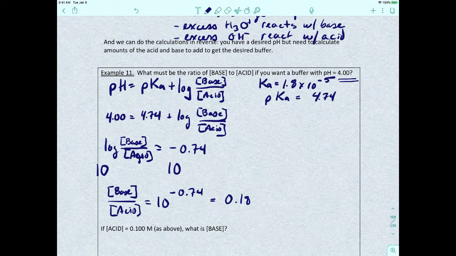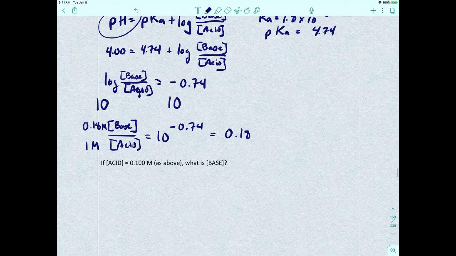So what this means is that if I have a 1 molar concentration of acid, I need 0.18 moles of base in order to make a pH of 4, based on what I've got. Now, here's the next thing. Let's say the concentration of acid is 0.1 molar, as above. What's the concentration of base?